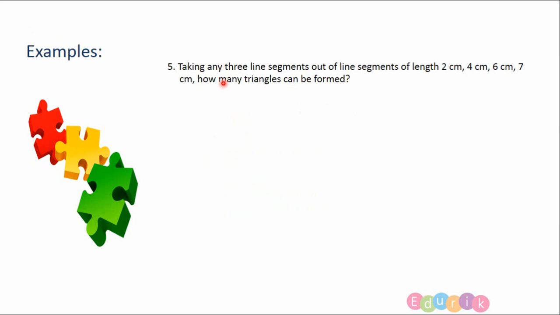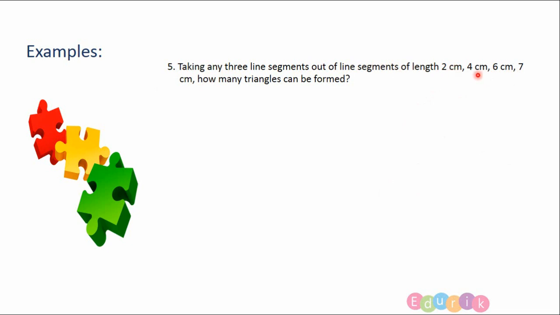Let's move on to our final question for today. The question states, taking any three line segments out of line segments of lengths 2 cm, 4 cm, 6 cm and 7 cm, how many triangles can be formed? Now this might look like a tough question, but it is actually a very easy one. It is based on the second property we have studied. We have 4 line segments here, 2 cm, 4 cm, 6 cm and 7 cm, and we have to pick any 3 of them and find out whether those 3 line segments can form a triangle.